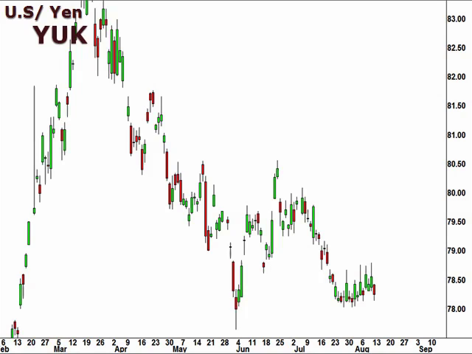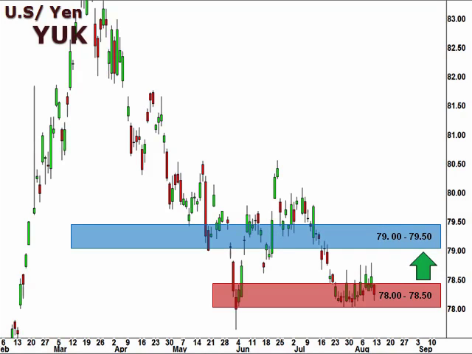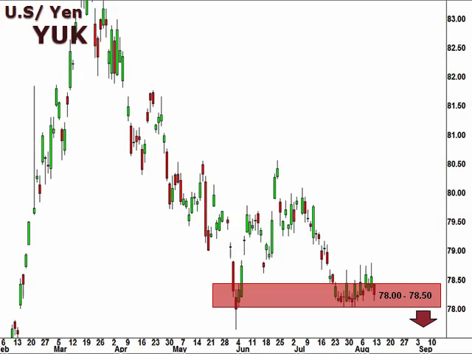Let's take a look at the YUK, the US dollar versus the Japanese yen. The YUK continues to consolidate within the 78.5 support level. A break above 78.5 opens the window for a move to test resistance at 79.5. A break below 78 signals a continuation lower.